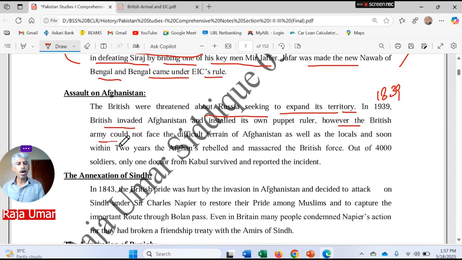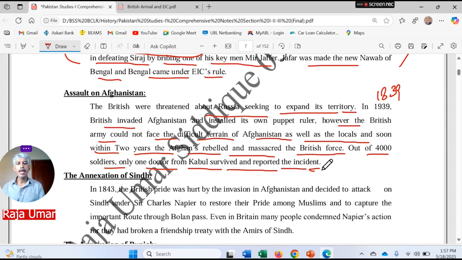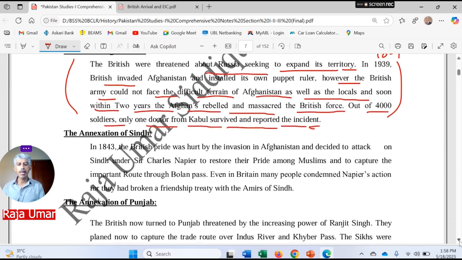However, the British army could not face the difficult terrain of Afghanistan as well as the locals, and soon, within 2 years, the Afghans rebelled and massacred the British force. Out of 4,000 soldiers, only one was left from Kabul, survived and reported the incident in Delhi. So it means that the British faced a greater defeat over there in Afghanistan within the period of 2 years. They could not sustain their rule over there.